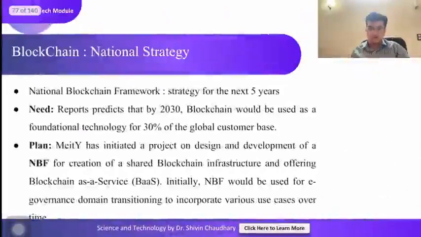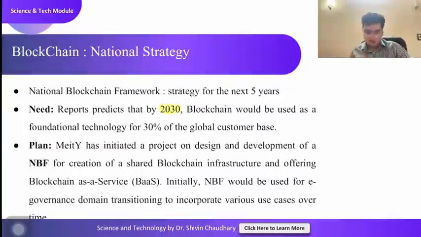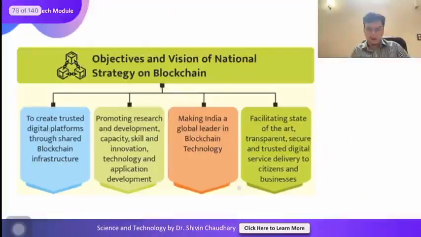Okay, now this is India's blockchain strategy or blockchain framework. What we are predicting is that by 2030, blockchain would be a foundational technology for 30% of all technologies, right? So what we are doing is something like blockchain as a service. We will understand blockchain as a service when we read software as a service, which we are going to read tomorrow. Okay, now what are the objectives of a national strategy on blockchain?